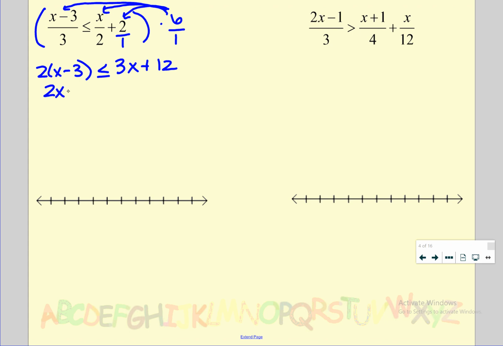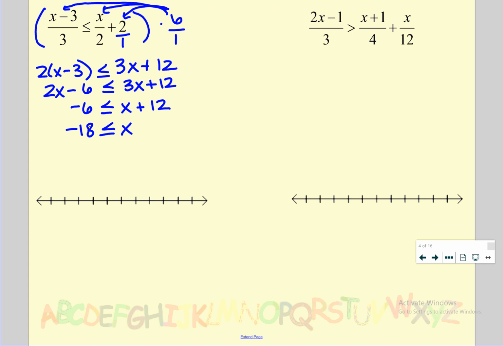So we're going to distribute: 2x minus 6 less than or equal to 3x plus 12. Again, I like to keep my x positive, so I'm going to move the 2x over to the right, making an x plus 12. Don't forget to bring that negative down with the 6. And then subtract 12. So I'm going to get x is greater than or equal to negative 18.